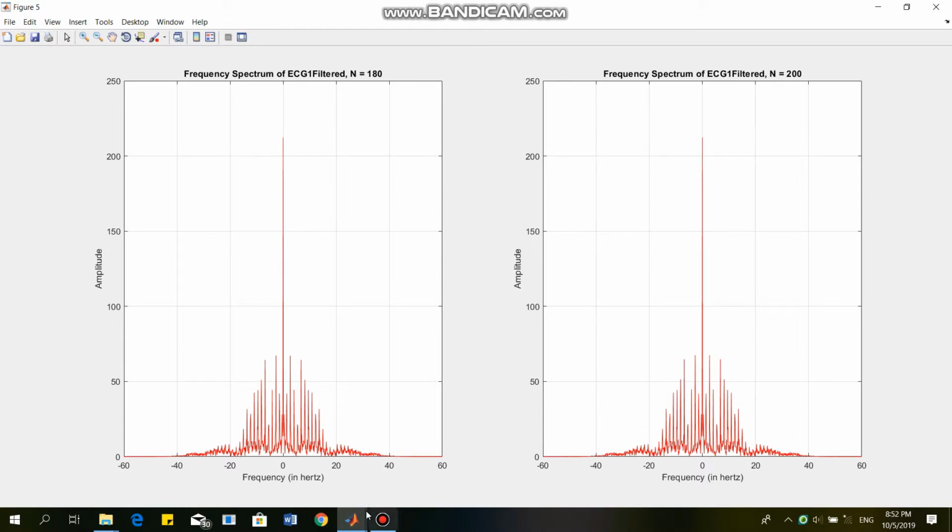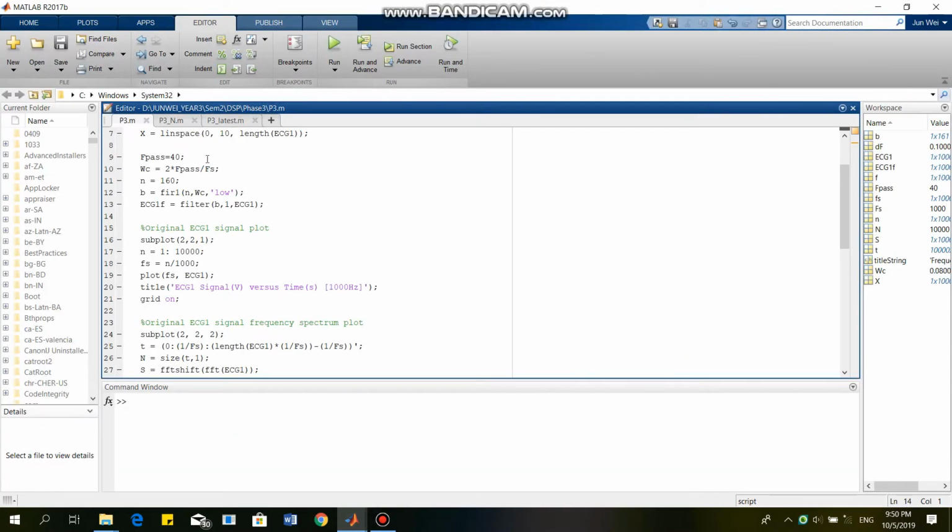Thus, we can conclude that an order of 160 or above can be used to design the filter, as at 160 and above there is no noise disturbing the signal. This is the MATLAB coding showing the original ECG signal code and the filtered ECG1 signal. So we have set the passband filter at 40 Hz.